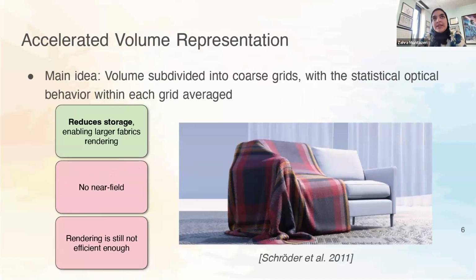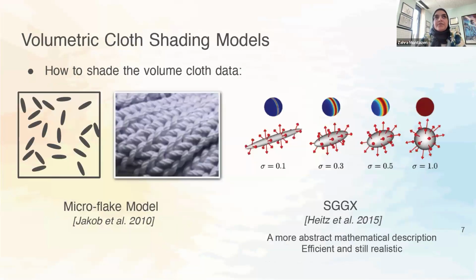There is an accelerated volume representation that was proposed the same year, which basically uses some subdivision in order to make a coarse grid, and that makes it accelerated. But the disadvantage of this model is that there's no near field, so you cannot zoom in technically. And the rendering is still not very efficient. So it is better than before because the storage has been upgraded, but the speed hasn't.